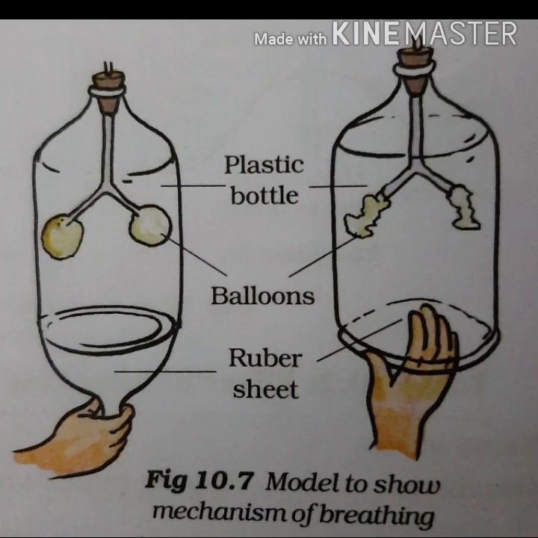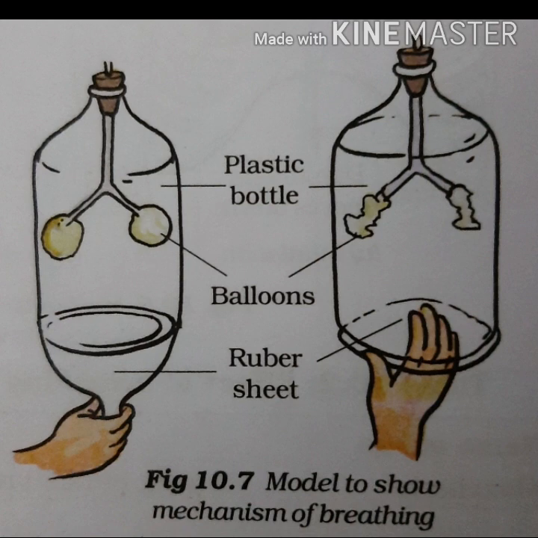Now we shall see a small model which represents the mechanism of breathing. Here in this picture, you can see a small bottle and something tied inside. We shall see what is done there. Okay, this model represents our respiratory system. The model showing the mechanism of breathing.